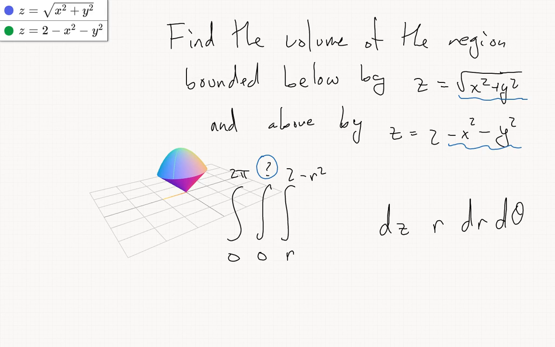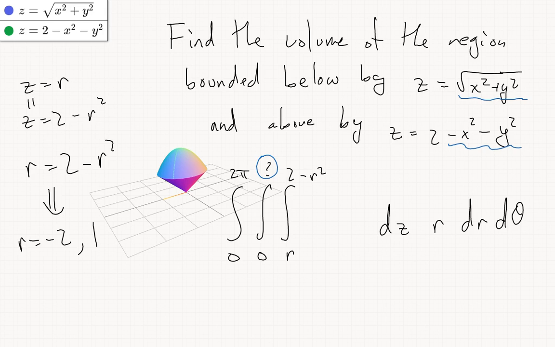So to find the upper bound for R, we need to find where these two surfaces intersect. So if z is equal to r and z is equal to 2 minus r squared, these are our two surfaces. We'll set these equal to each other to get r equals 2 minus r squared. The solutions to that are r equals -2 and r equals 1. But since this is a radius, of course, what we want is r equals 1. So our integral is 0 to 2 pi, 0 to 1, and then r to 2 minus r squared, dz r dr d theta.